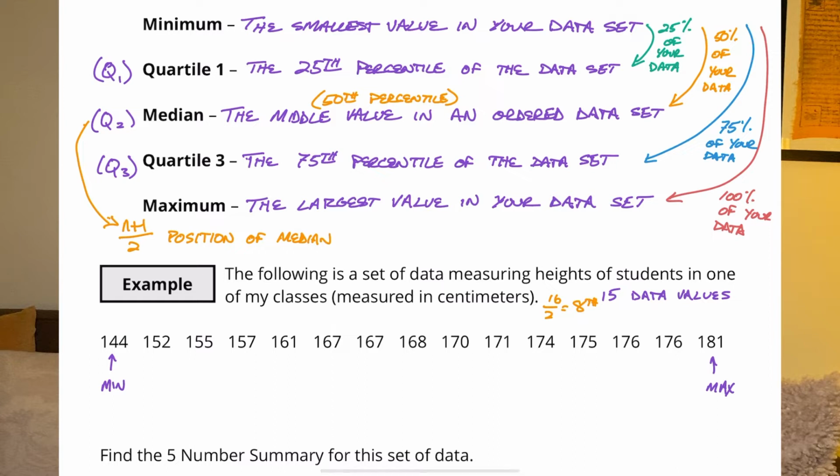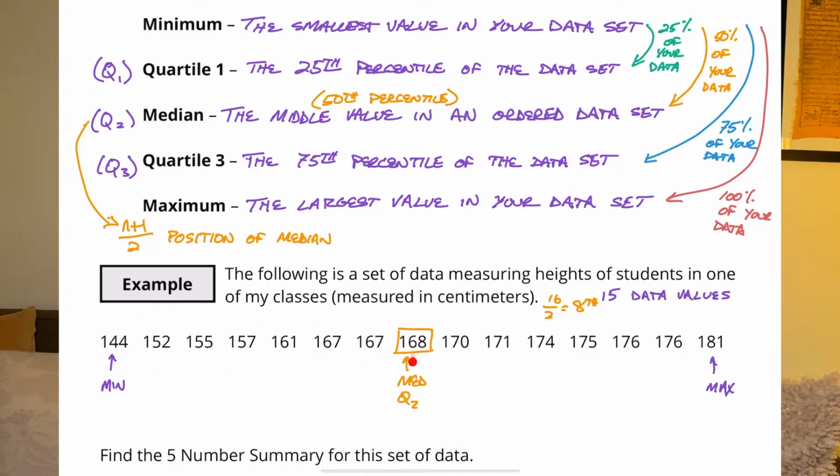So if we go 1, 2, 3, 4, 5, 6, 7, 8, 168 right here, this is going to be our median, or quartile 2, depending on what you want to call it. Now, how do we find quartile 1? Quartile 1 is just the median of this set of data.